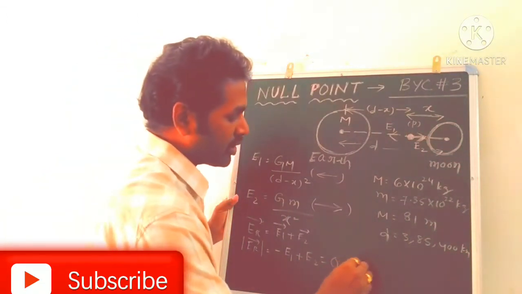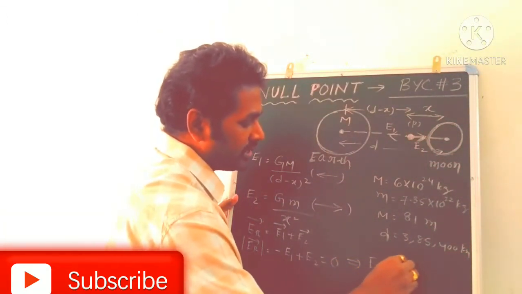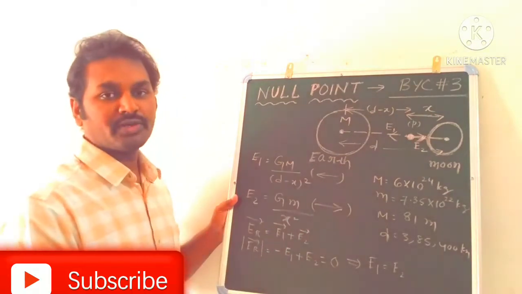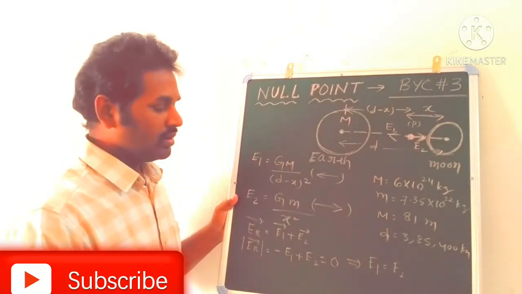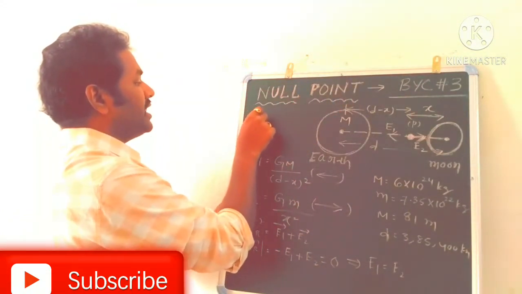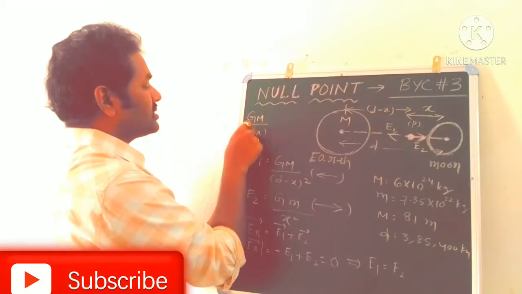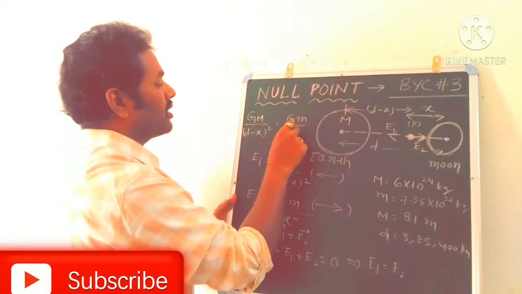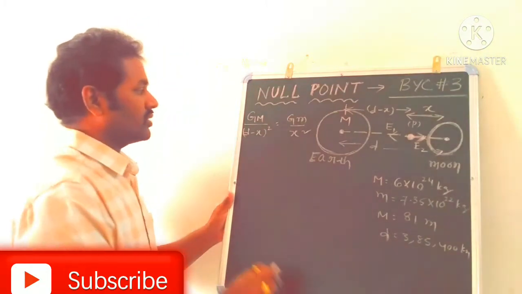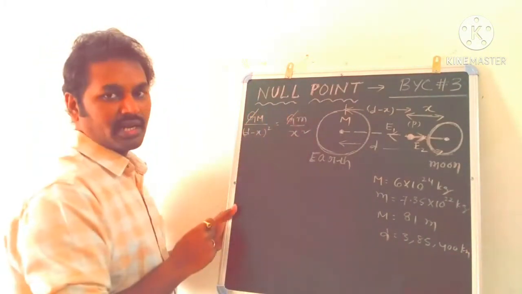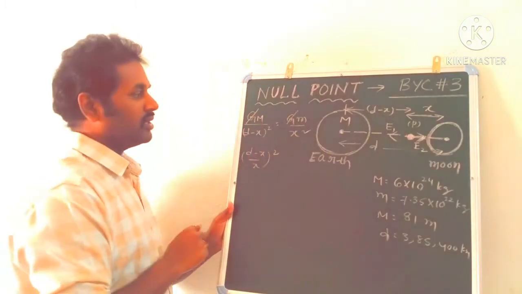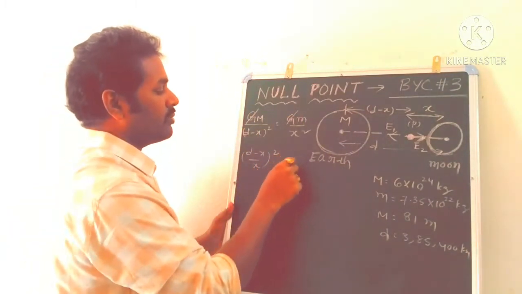So finally E1 is equal to E2; their magnitudes are equal. Now we need to equate these two expressions to get the position value, x. So GM divided by (d minus x) whole square is equal to G m divided by x square. If you simplify, G gets cancelled out, and ((d minus x) by x) whole square, with small m moved to this side, is equal to capital M divided by small m.